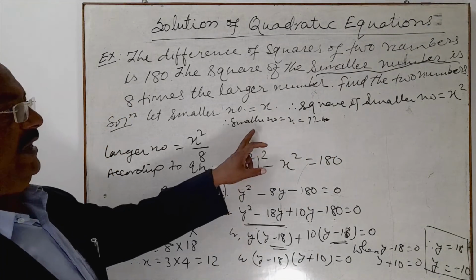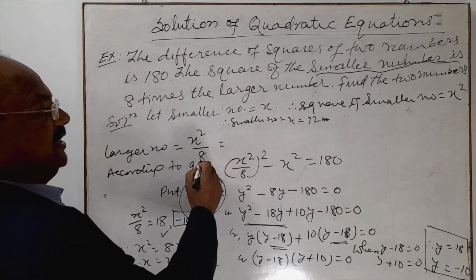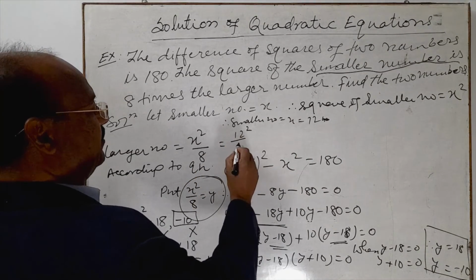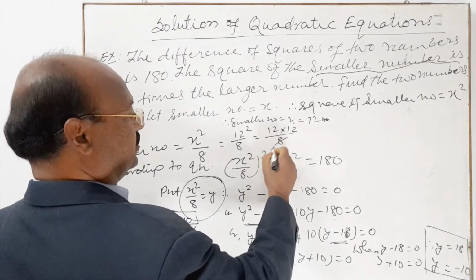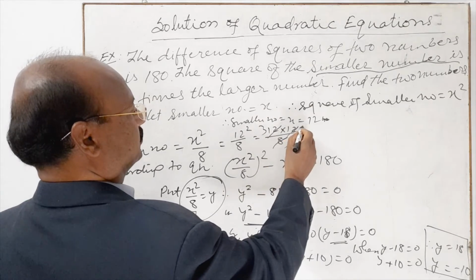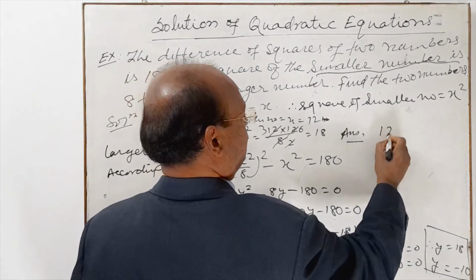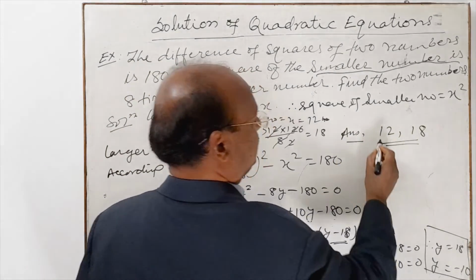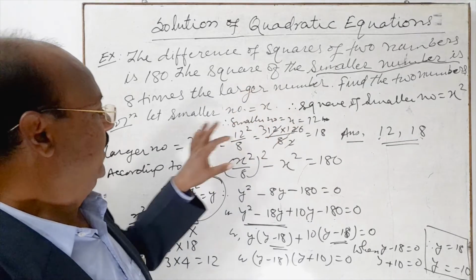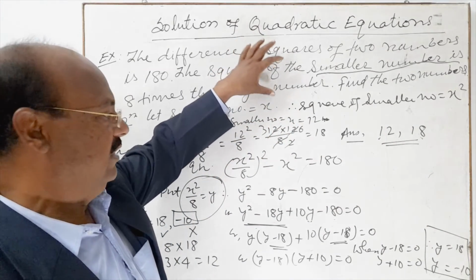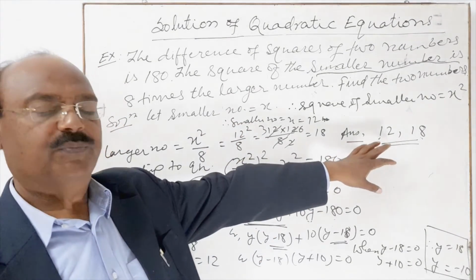Here the value of x is 12, and the larger number is x square by 8, meaning 12 square by 8. You simplify it, this is 12 into 12 by 8, so we have got the answer here. This is 12 and 18. This is the smaller number, this is the larger number. So in this way, by expressing the given question in the form of a quadratic equation, we can solve it and you will get the answer easily.